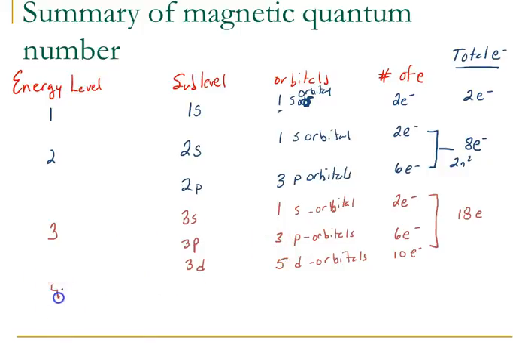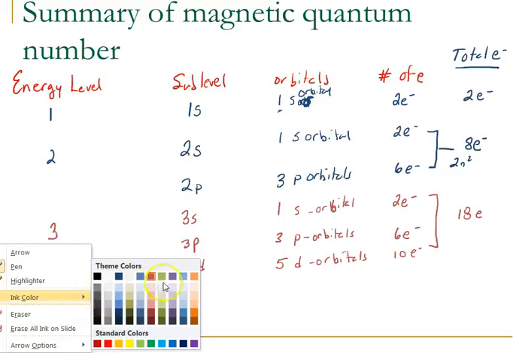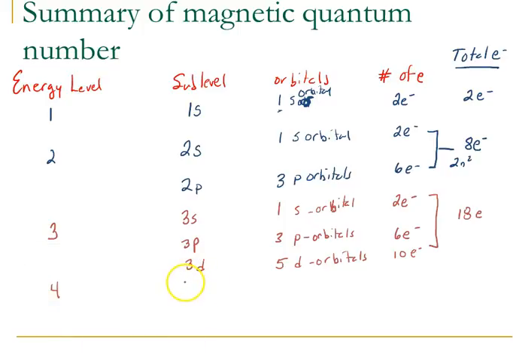And then the fourth energy level I'll try to squeeze in. The fourth energy level, I'll change ink so it's maybe a little easier to keep up with. The fourth energy level has 4s, 4p, 4d, and 4f. 4s has one s orbital, which is going to hold 2 electrons. 4p has 3 p orbitals, which is going to hold 6 electrons.